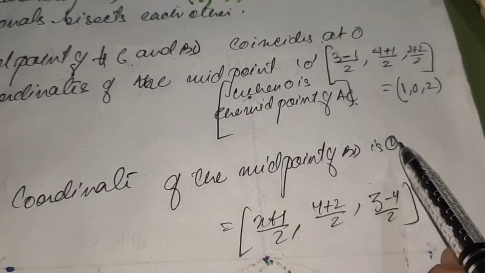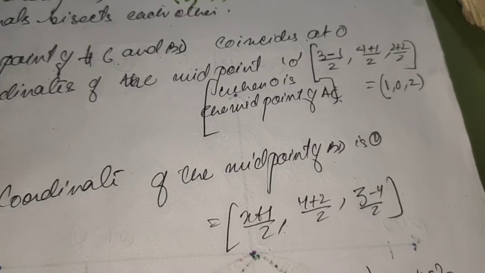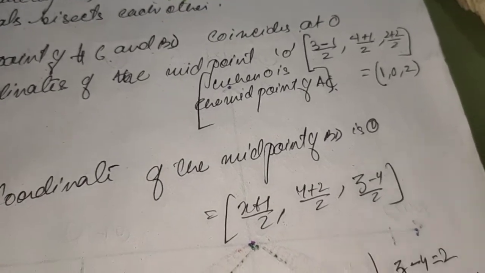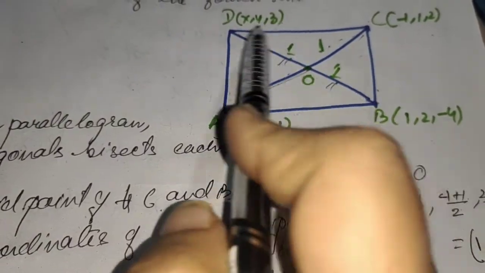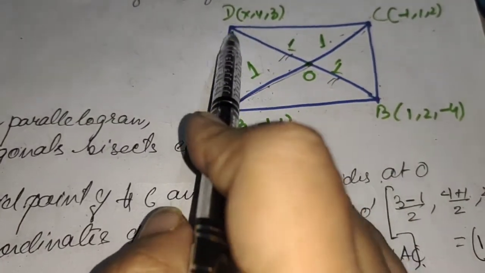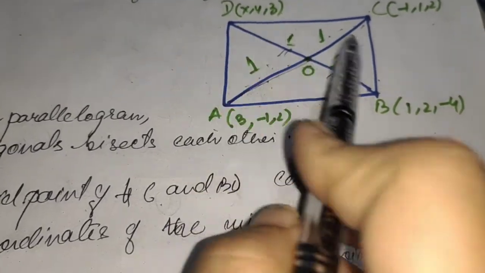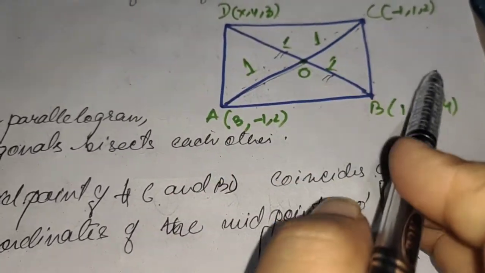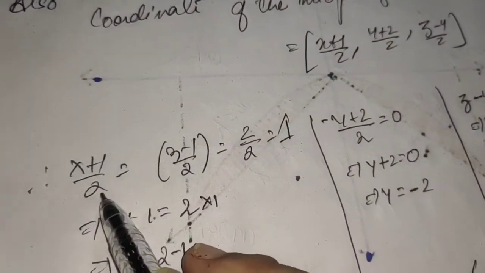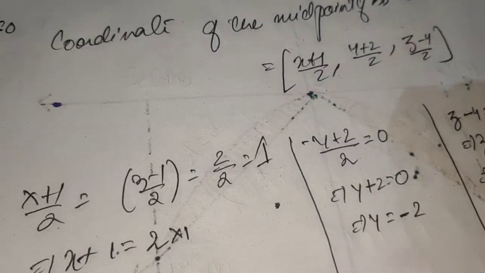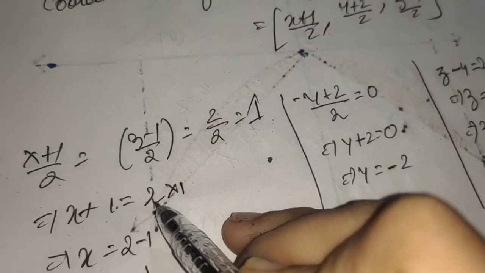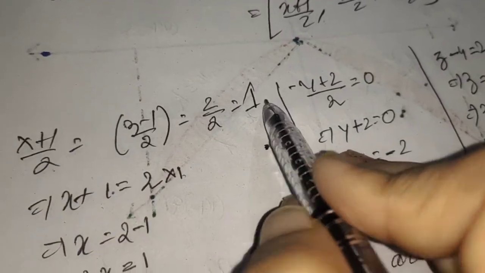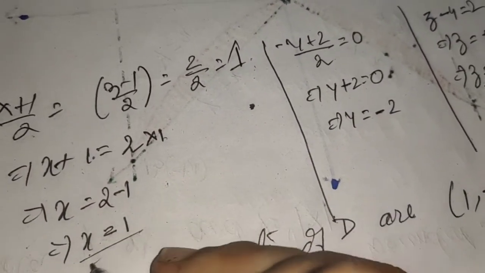Also, the coordinate of the midpoint O in the case of BD, with D and B, is ((x + 1)/2, (y + 2)/2, (z - 4)/2). Then we can equate: (x + 1)/2 equals 2/2, which is 1. So x + 1 equals 2 into 1, this 2 will be multiplied with 1, so x equals 2 minus 1, x equals 1.